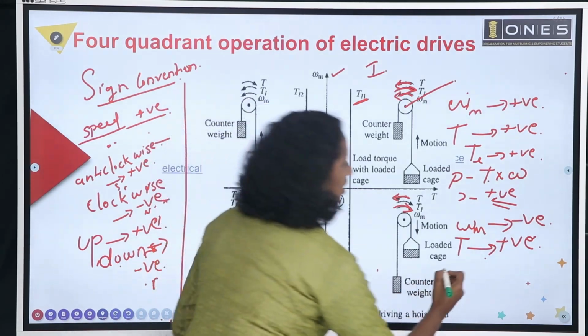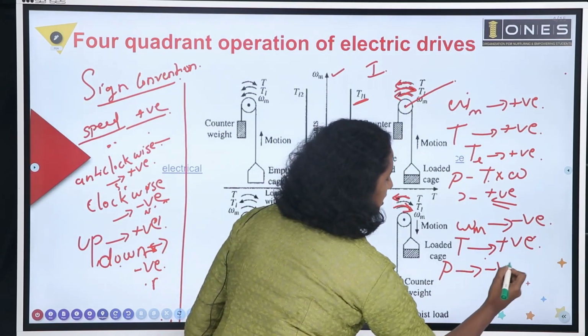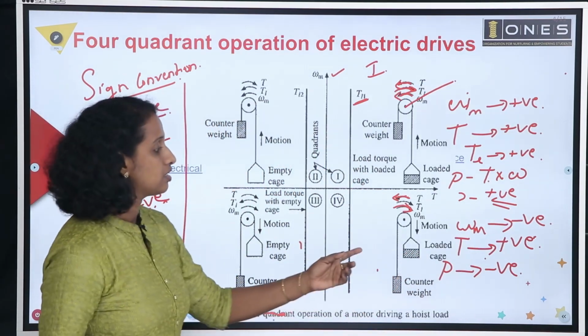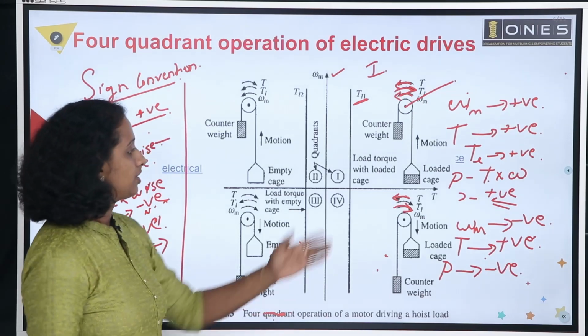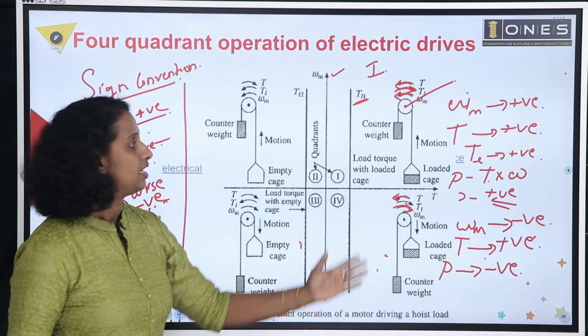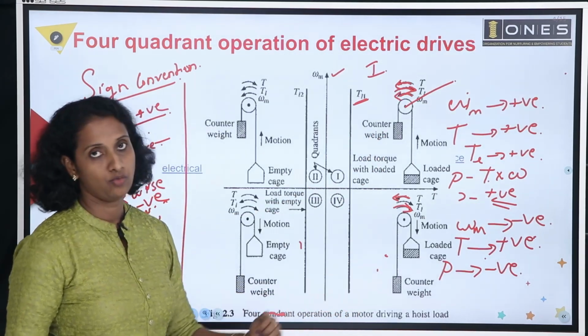So what about the power? Power will be torque into omega, that is negative. And here speed is also negative. So it is reverse braking mode. Okay. That about first and fourth quadrant. Here forward motoring mode, here reverse braking mode.